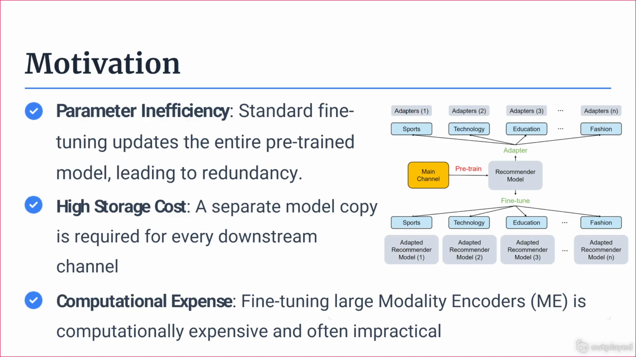The traditional approach requires maintaining a full copy of the fine-tuned model for every single channel. This leads to three major issues. First, parameter inefficiency. Standard fine-tuning updates the entire pre-trained model, leading to redundancy. Second, high storage cost. A separate model copy is required for every downstream channel. The last issue is computation expense. Fine-tuning large modality encoders is computationally expensive and often impractical.